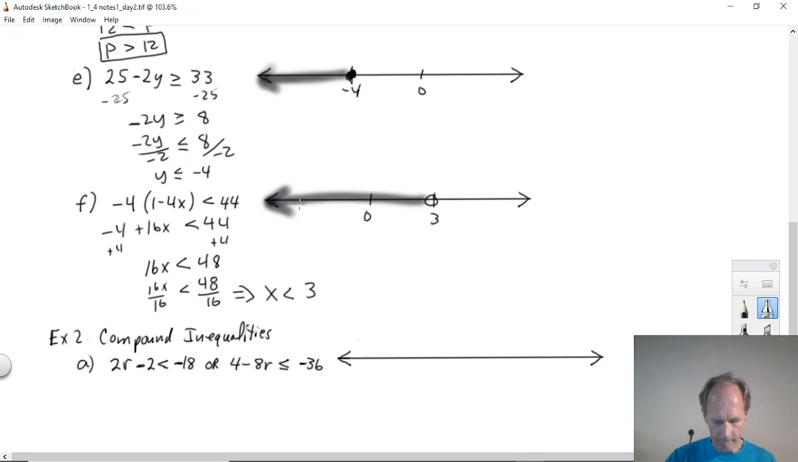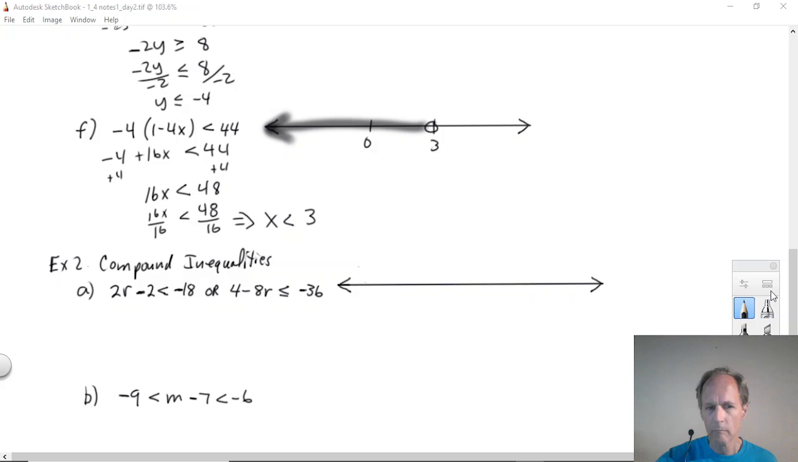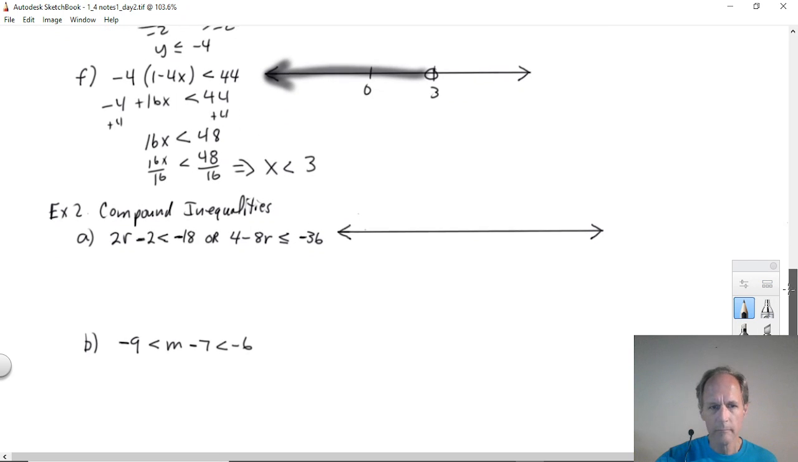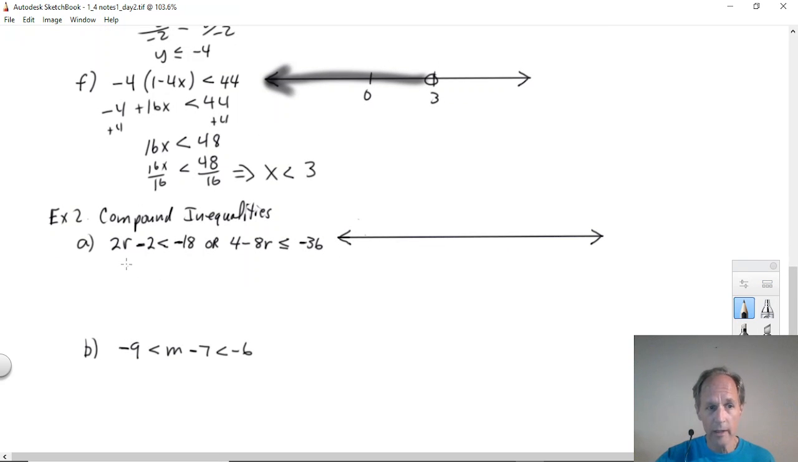Okay. So now we're just going to look at a couple compound inequalities. And this first one is an OR. So we know we just work out each of them separately.